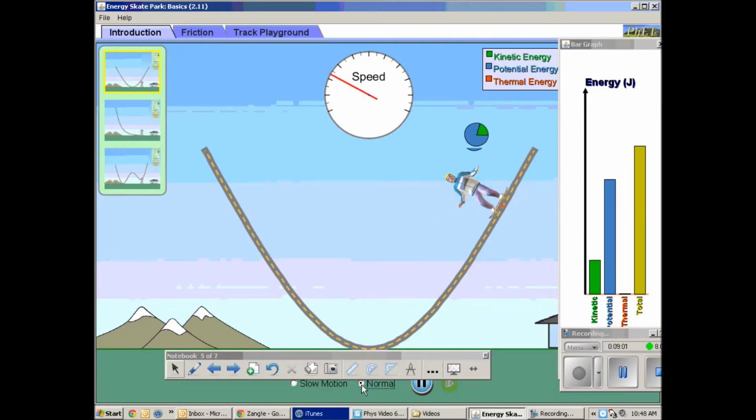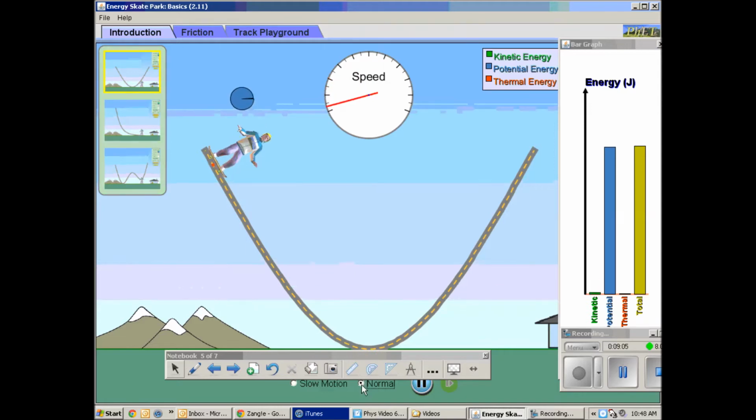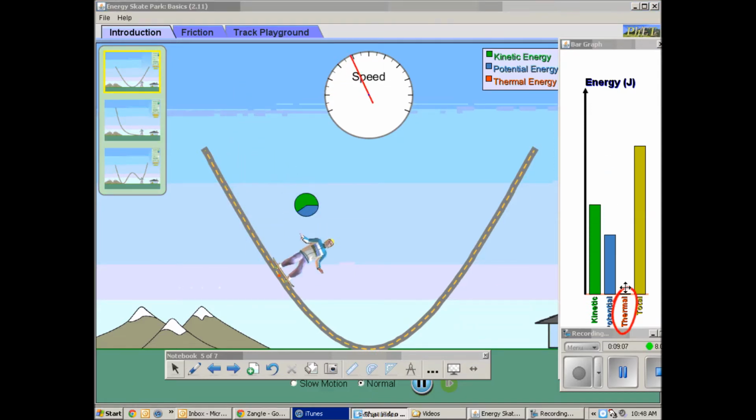Now, in the real world, there would be friction and he would slow down, which is what this red energy is over here, the thermal. That's heat energy, which would be created by friction.